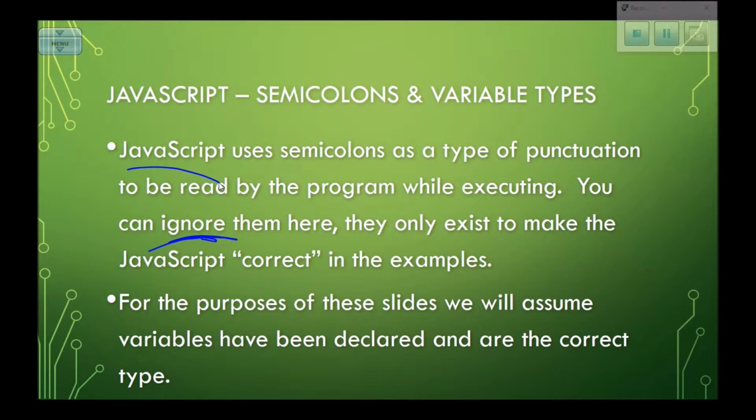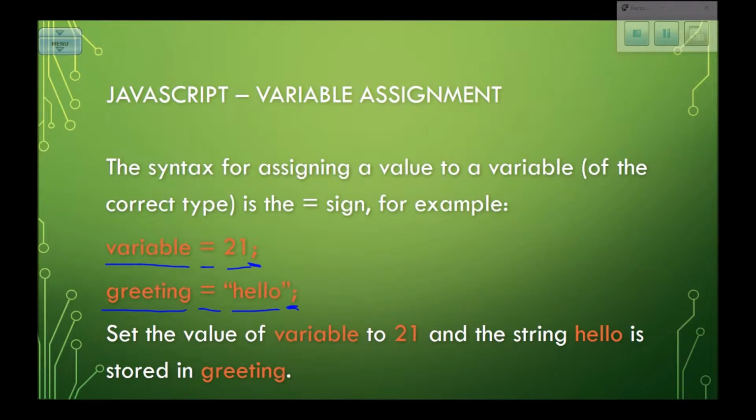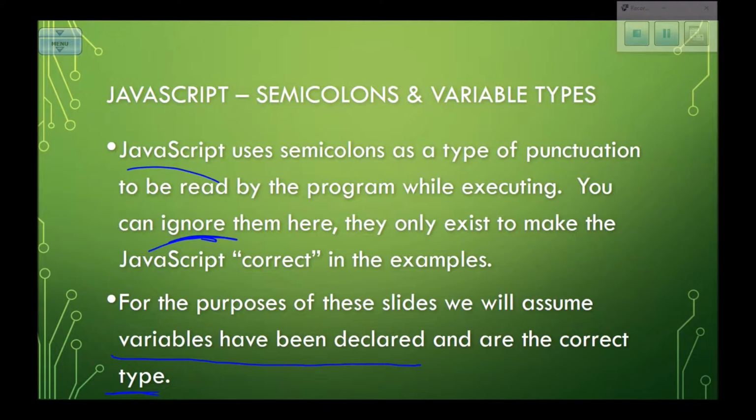Also, for these slides, we're going to assume that all the variables have been declared and that they're the correct type. On this last slide here, variable's got to be some kind of number to take that, or I'm forcing it to be a number right now. Greeting's got to be able to accept strings to accept that quote hello thing correctly and process everything correctly. But we're just going to assume all that's set up to work right already.